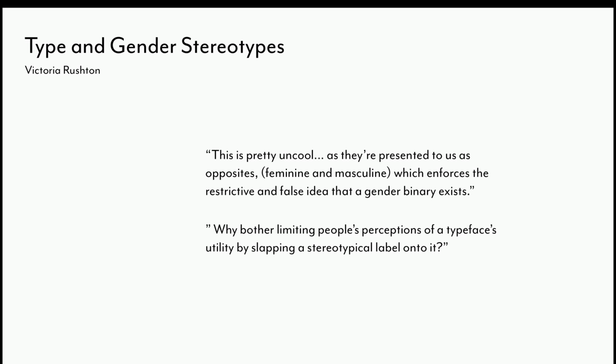Additionally, gendering typefaces can limit their use. Firstly, by associating a specific typeface with a certain gender, designers and type users may feel constrained in their choice of typeface for a project, particularly if the project is intended to appeal to a diverse audience. For example, a designer who wants to create a gender-neutral brand identity may hesitate to use a typeface associated with a specific gender, as it may alienate some members of the target audience. As Victoria Rushton also says, "Why bother limiting people's perception of a typeface's utility by slapping a stereotypical label onto it?"